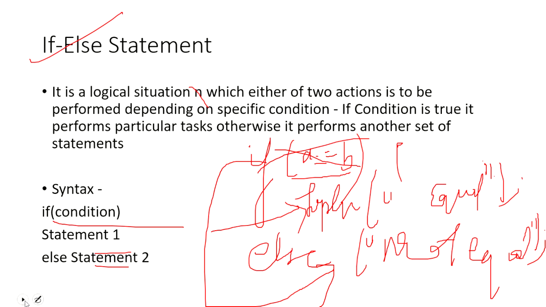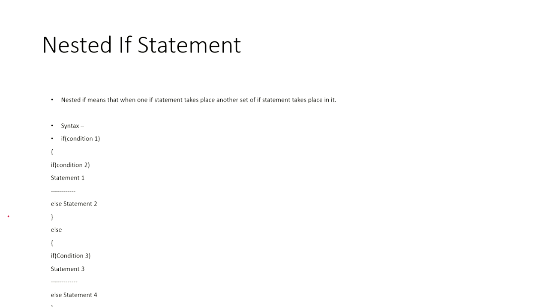That's why. This is nested if. What do you mean by nested? Nested means under one action, another action is happening. Nested if means that when one if statement takes place, another set of if statements also takes place. Look at the syntax: if condition 1, another statement, if condition 2, statement 1, else statement 2.